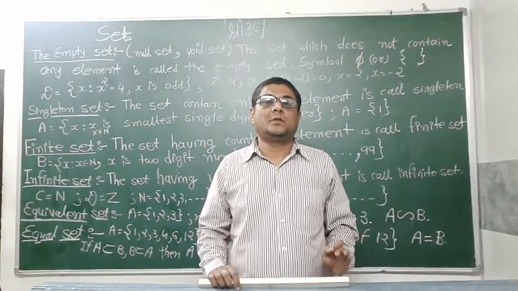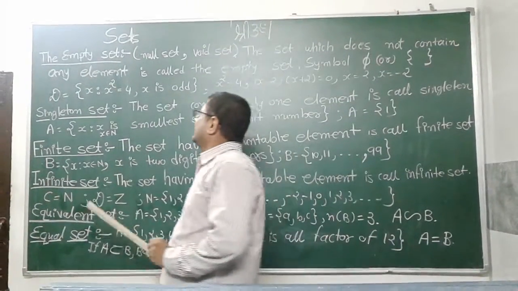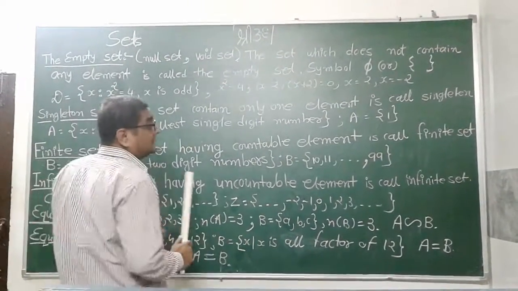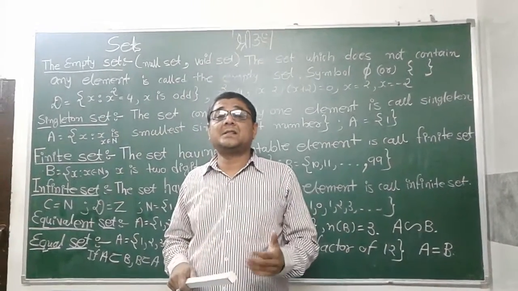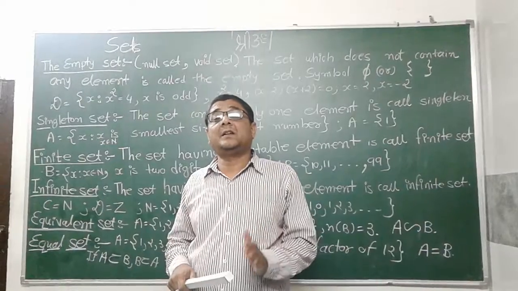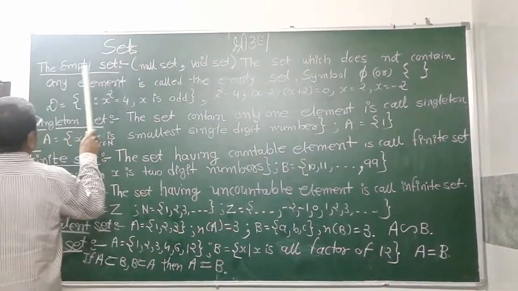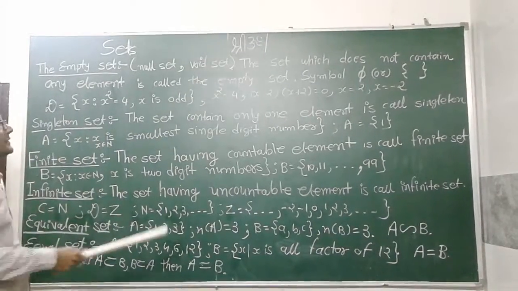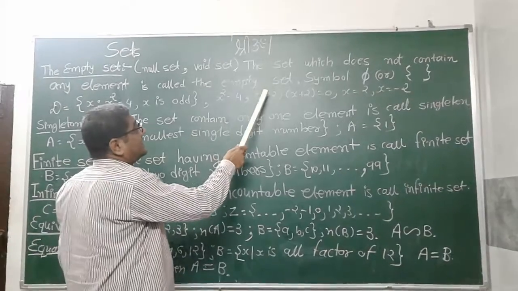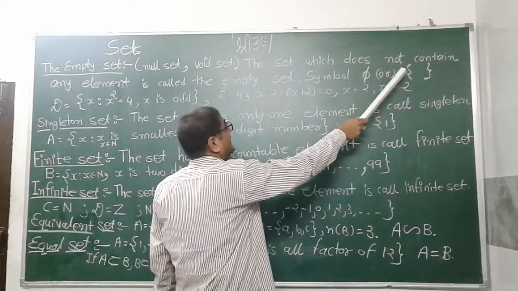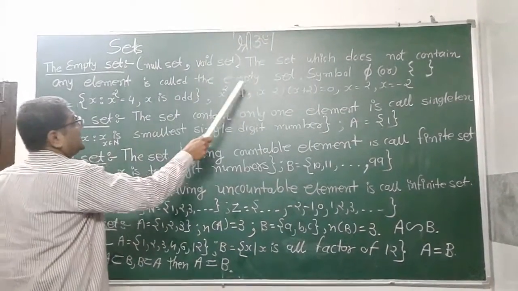Today we are going to learn about different types of sets. We know that a set is an undefined term, but for our understanding, it is known as a collection of well-defined objects. First, the empty set. The empty set is known as the null set or void set. It is the set which does not contain any element.